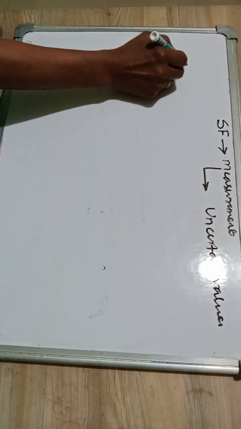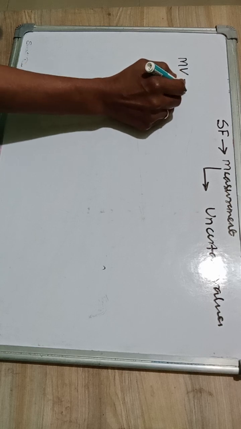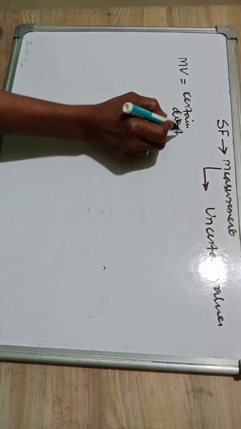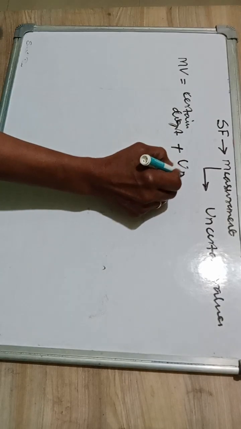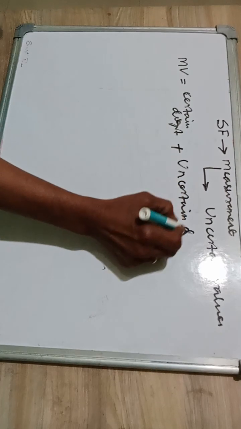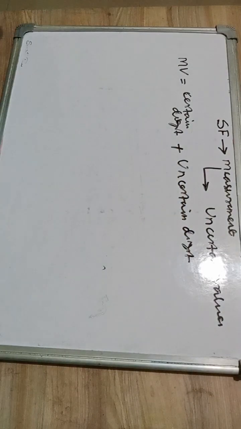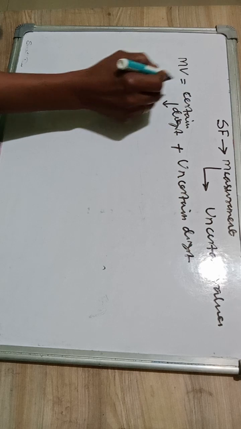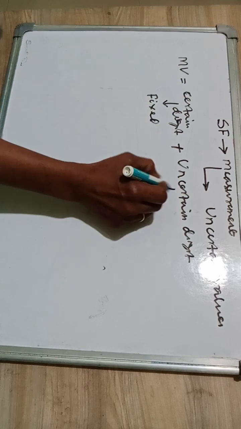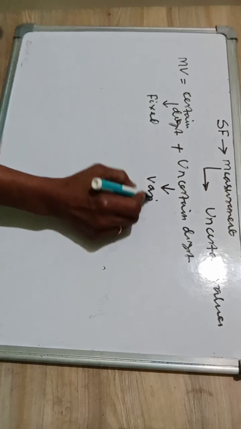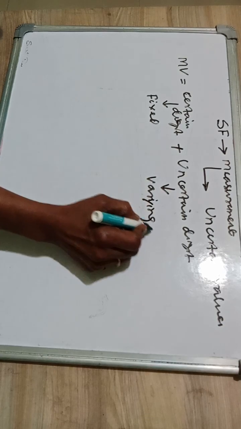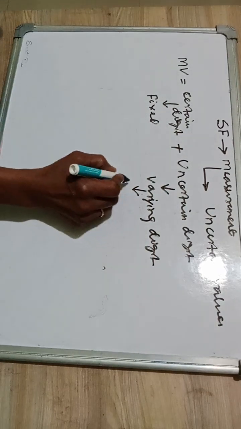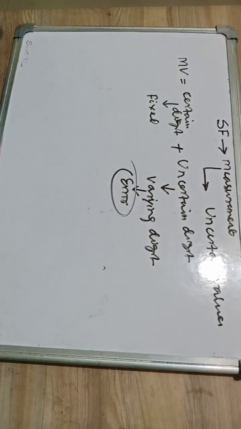That means our measured value will have some certain digits and some uncertain digits. In each measurement, the certain or fixed digits will remain the same, while the uncertain digits will keep on varying. This will be giving error. This is the root cause of error.